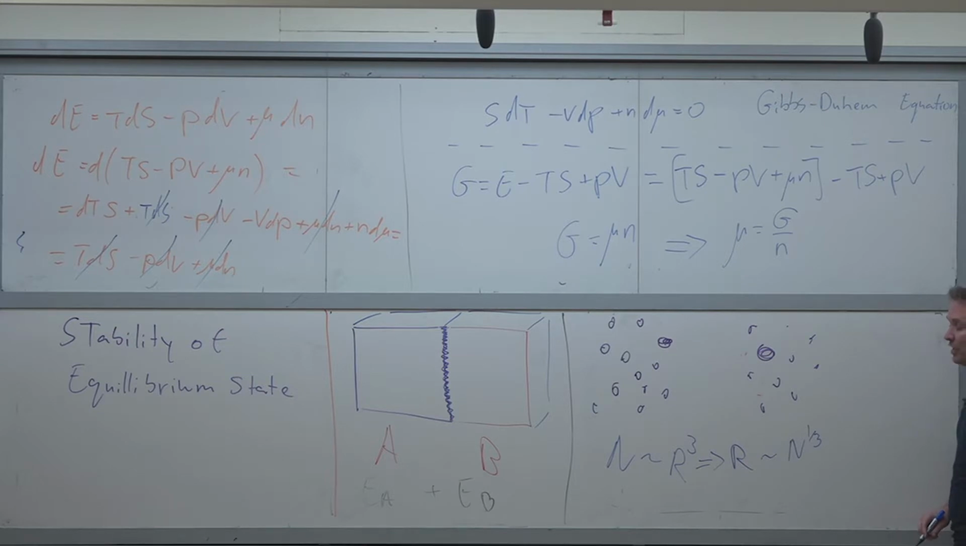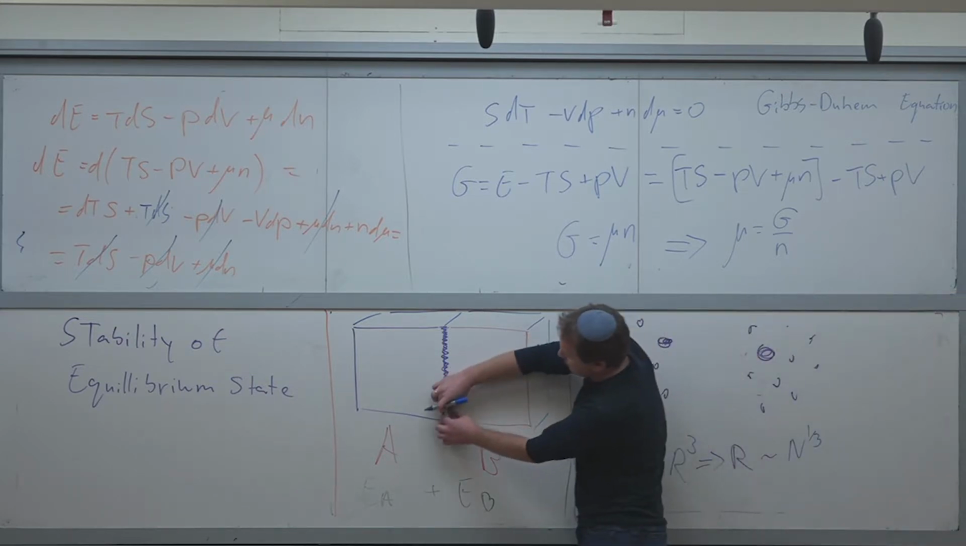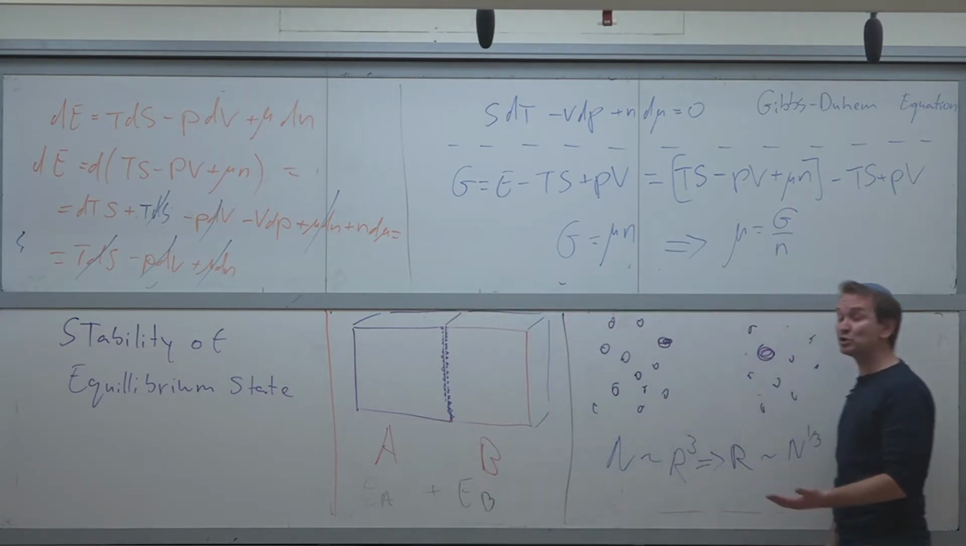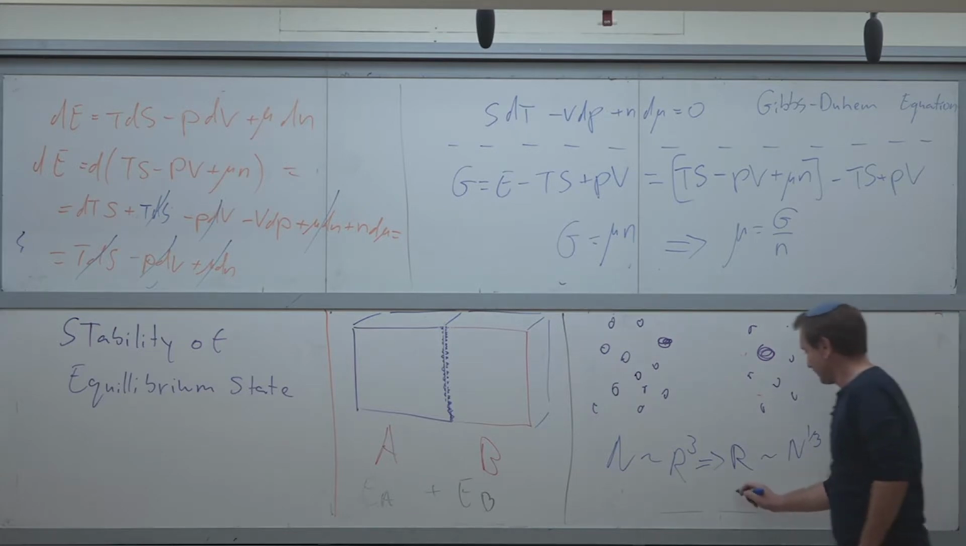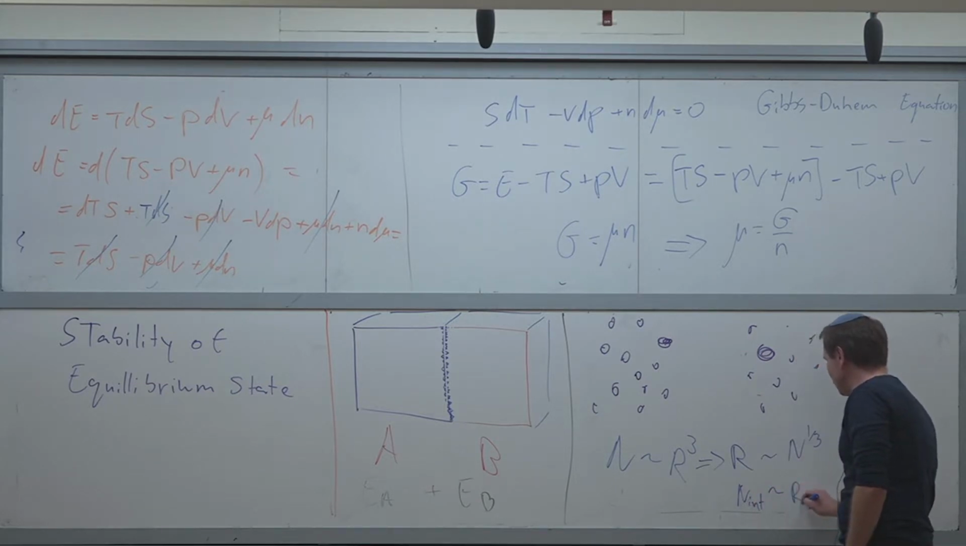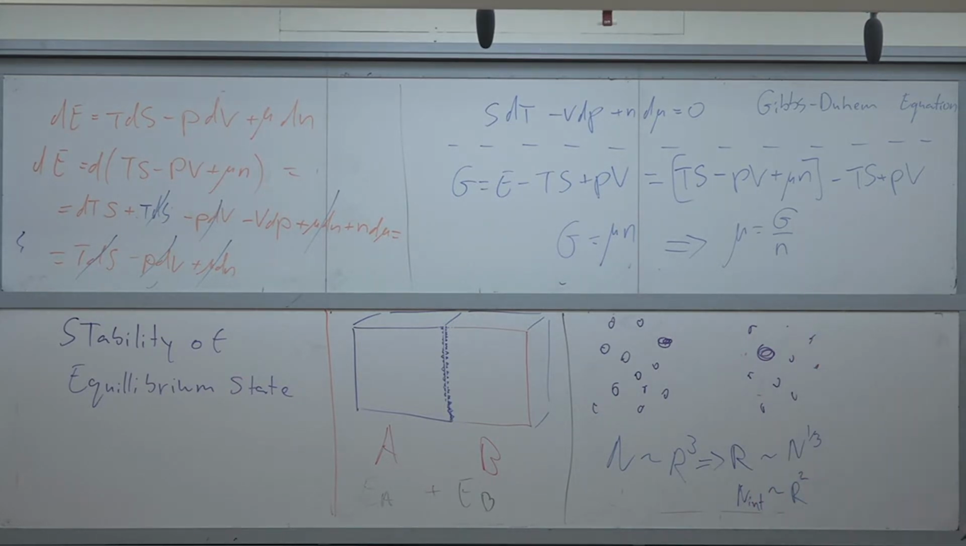Now, if we're looking at the borderline between the two systems, if our systems are three-dimensional, the number of particles that are sitting in between those systems is proportional not to r, but to r squared. Number of interaction particles is proportional to r squared. So basically, it's proportional to n, the total number of particles in the system, to the power of 2/3.